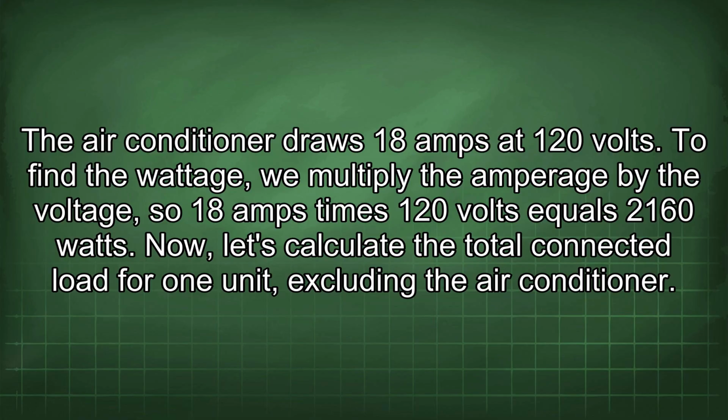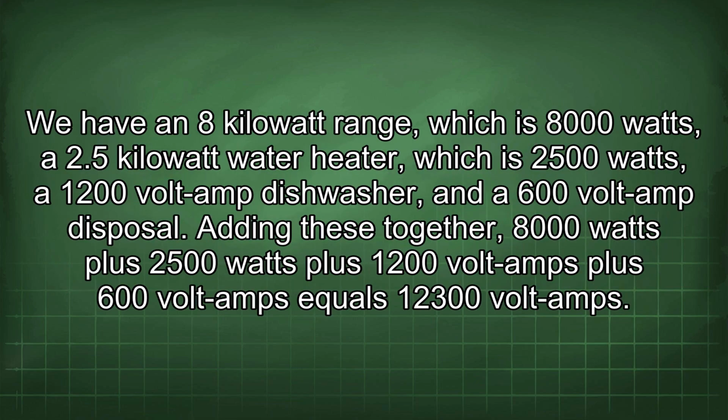Now let's calculate the total connected load for one unit excluding the air conditioner. We have an 8 kilowatt range, which is 8000 watts, a 2.5 kilowatt water heater, which is 2500 watts, a 1200 volt amp dishwasher, and a 600 volt amp disposal. Adding these together, 8000 watts plus 2500 watts plus 1200 volt amps plus 600 volt amps equals 12,300 volt amps.